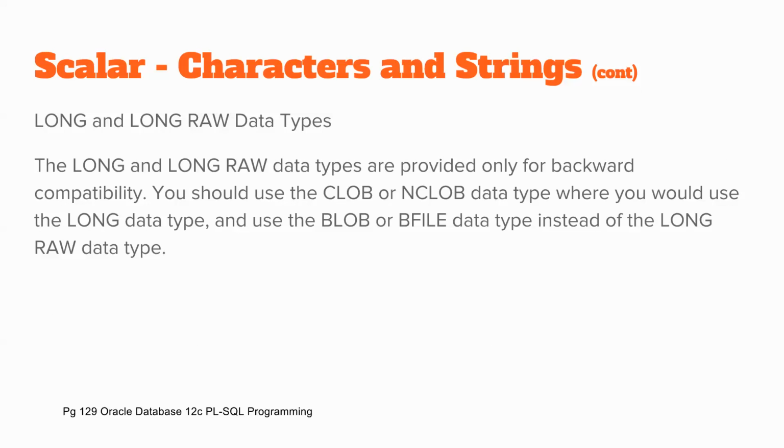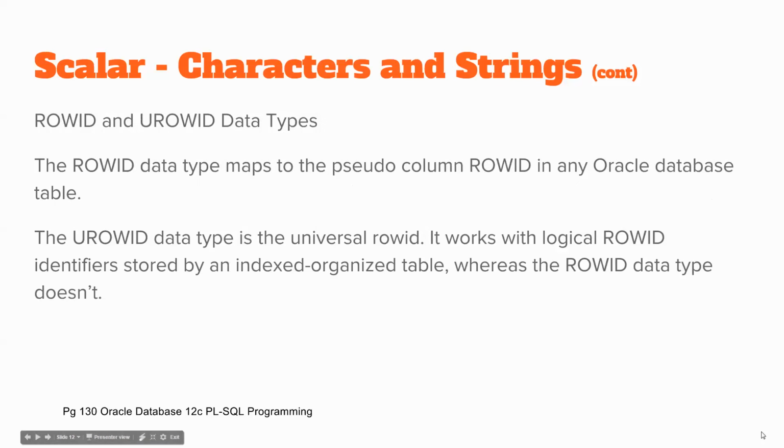Long and long raw data types are legacy data types that now are related to CLOB, which are character large objects files, as well as NCLOB, which are, sorry, not binary, Unicode character large object files. Next, we've got row ID, which is a legacy implementation, and then the newer U row ID. The U stands for universal, and it is basically an index of each of the rows in your tables.